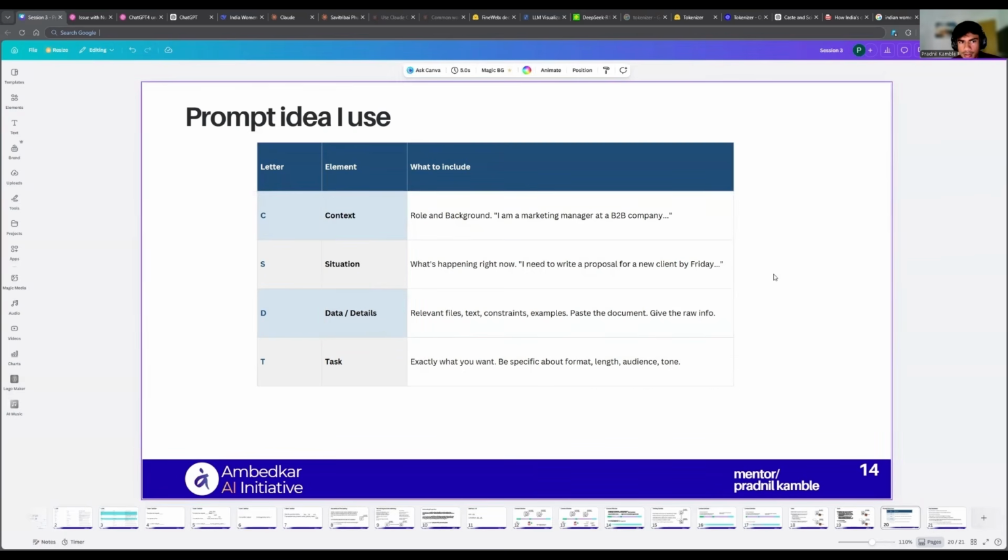So this is a prompt idea that I use. I remember it as CSDT, and I just write my prompt based on this. And I often separate it with paragraphs, for example. So this could be one way to use these models as a prompt.